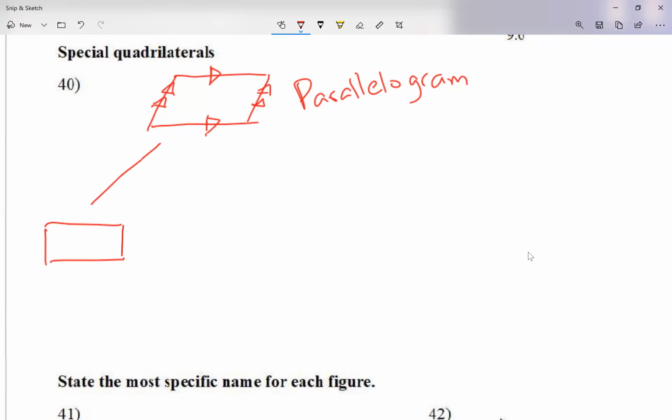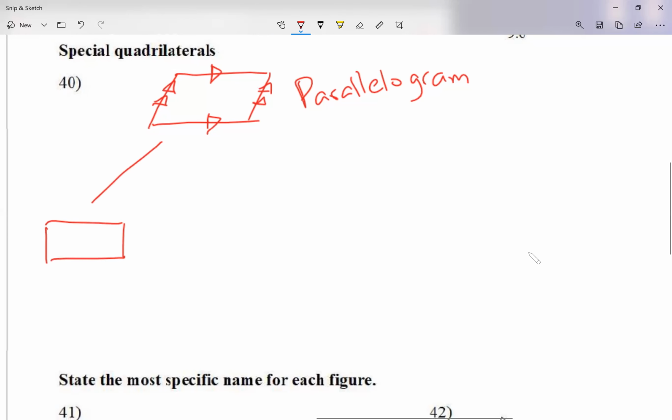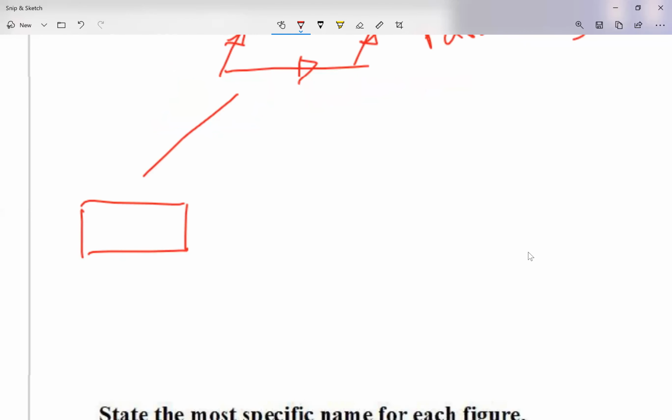But now this other parallelogram, the interesting part of this one is that all the angles are 90 degrees. Now that one we're going to call a rectangle. So a rectangle is still a parallelogram, but a little more specific name is rectangle.